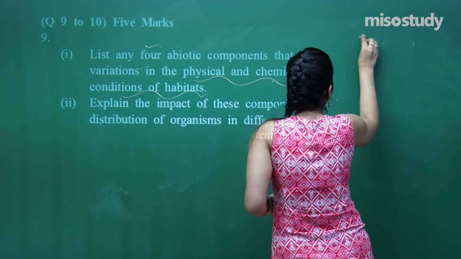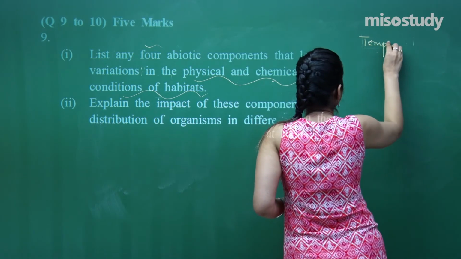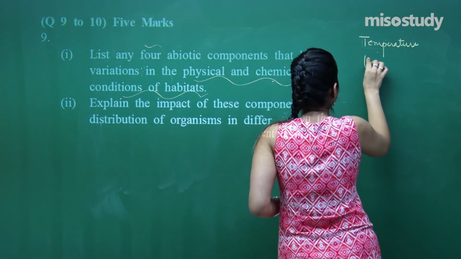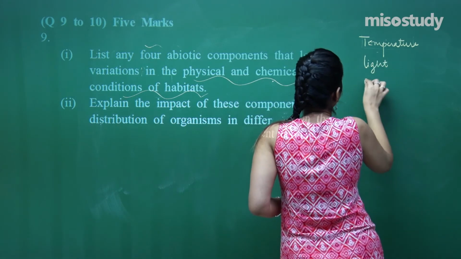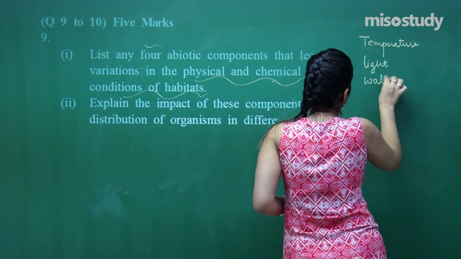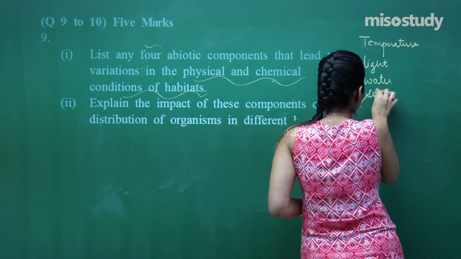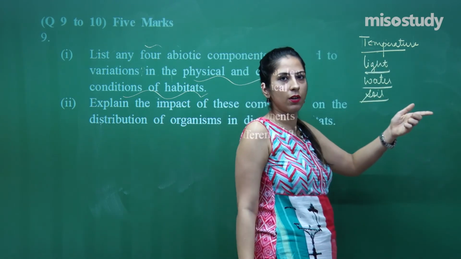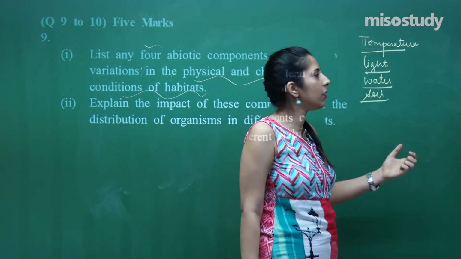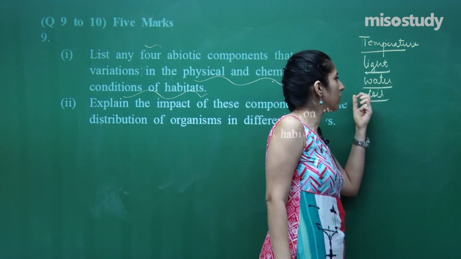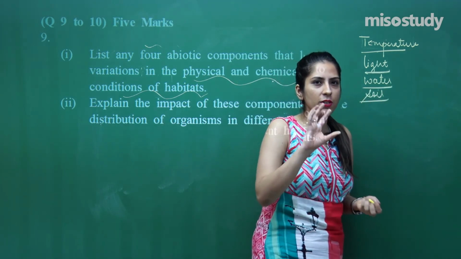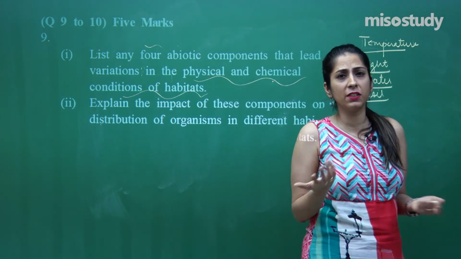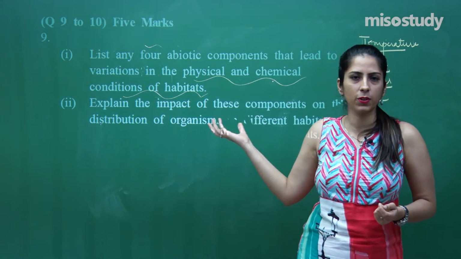In this, you can talk about temperature, you can talk about light, water, and very important, soil, because all of these are related to the habitat. If in the habitat temperature is not favorable, the population will not be able to survive. Light is not there, water is not there, and soil is not there. So, this question is quite an indirect sort of question. You might be feeling that it's complex, but it is a very simple question.